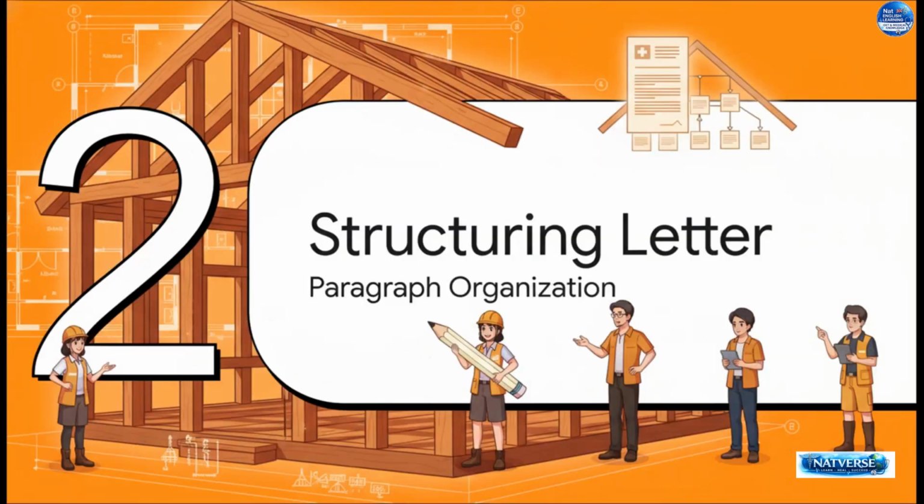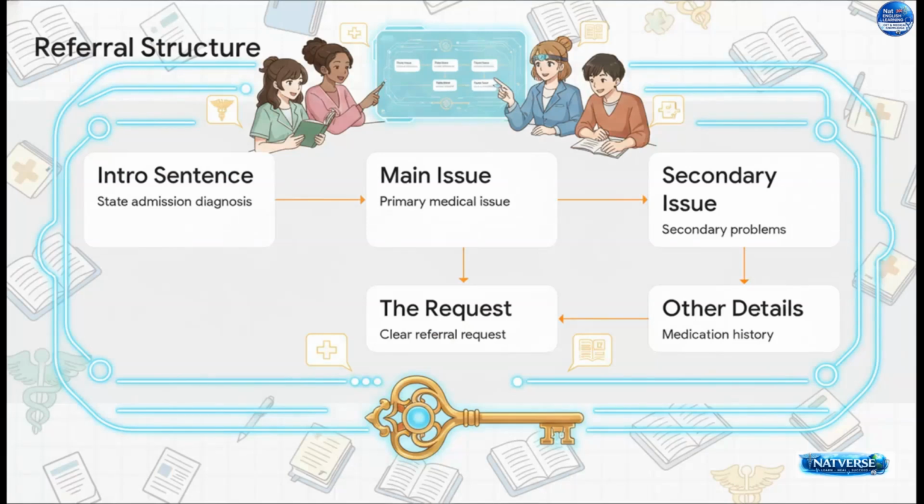Moving right along to Section 2, structuring your referral letter. All right, once your blueprint is clear and the actual writing time starts, it's time to frame the house. If you want to pass the OET, memorize these steps right now. This is tip number 2, and it breaks down the strict paragraph structure examiners expect to see. Step 1, the introductory sentence. Step 2, the main issue. Step 3, the secondary issue. Step 4, other details. And Step 5, the request. You can't just mix these up. Neatly organizing your case notes into this specific, structured flow is absolutely mandatory for success.